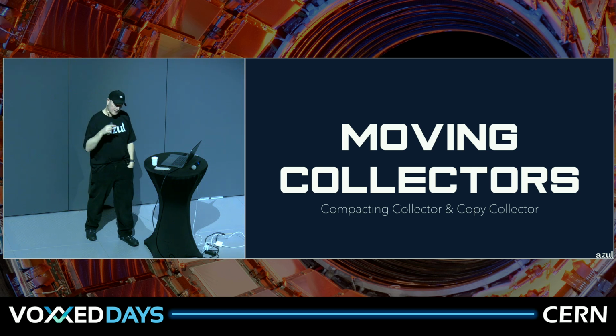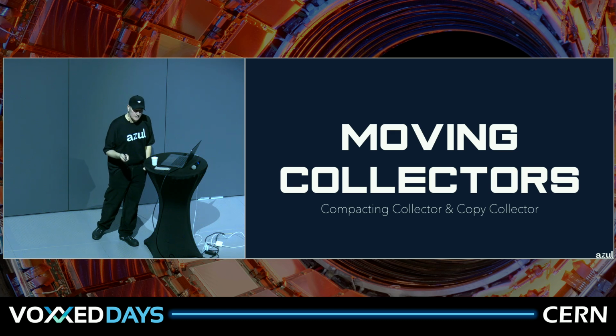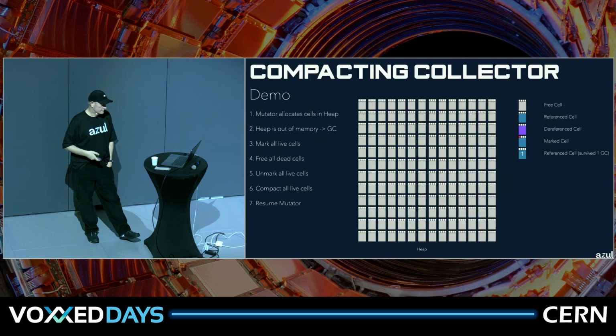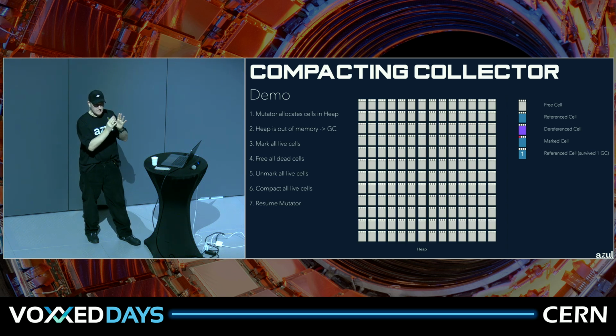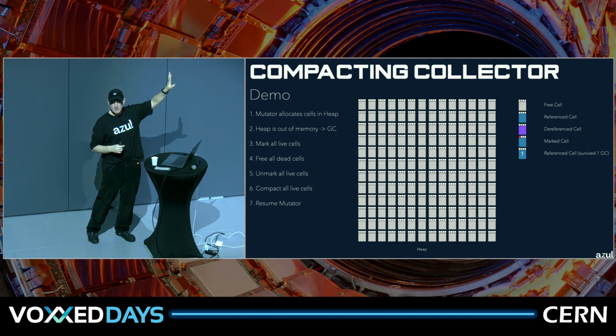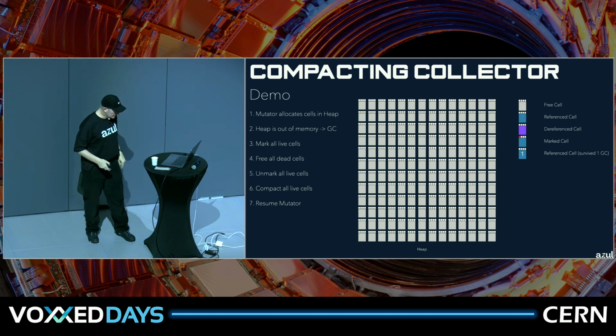We have the compacting collector and we have the copy collector. So let's take a look at the compacting collector. Pretty much the same. We do exactly the same that we did before, but now when we stop, we mark, we remove the rest, and then instead of just continuing, we just compact. That means we just put everything, in this case, on the upper left corner. Right? Let's take a look at that one.